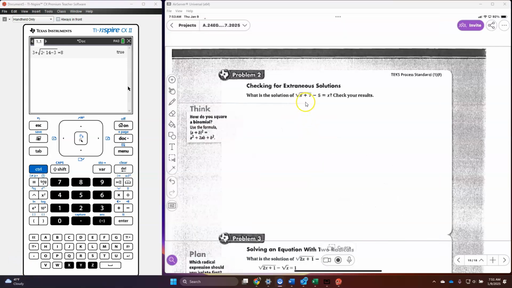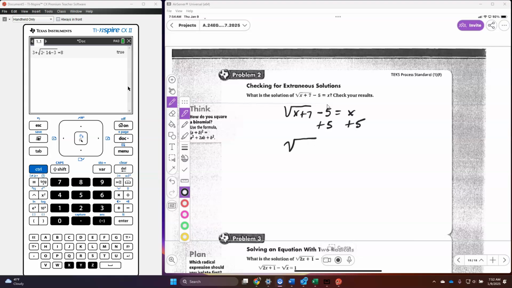Okay, with problem 2, now we have two variables. So I have the square root of x plus 7 minus 5 equals x. So what I'm going to do is add 5 to both sides, and I have the square root of x plus 7 equals x plus 5. And since on the left side we have a square root, we're going to have to raise this to the second power. And then on the right side, we're also going to have to raise it to the second power.